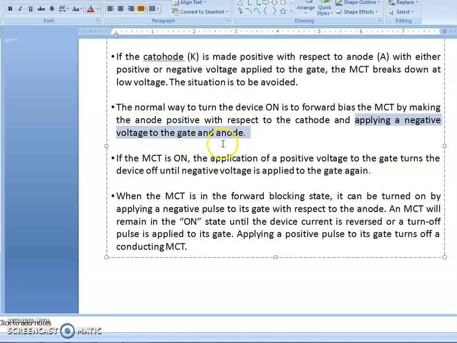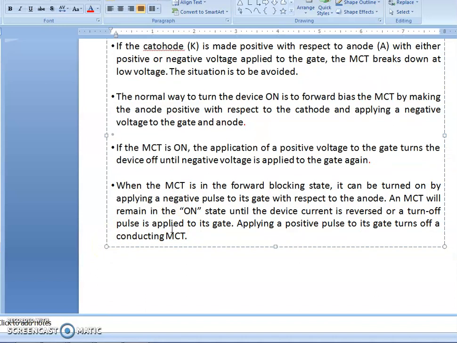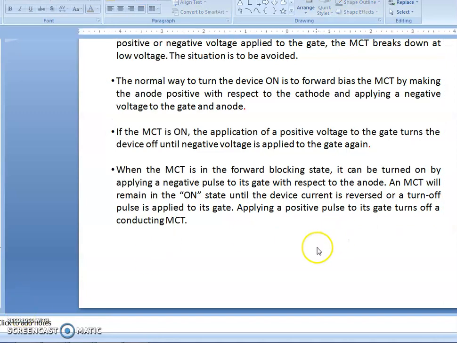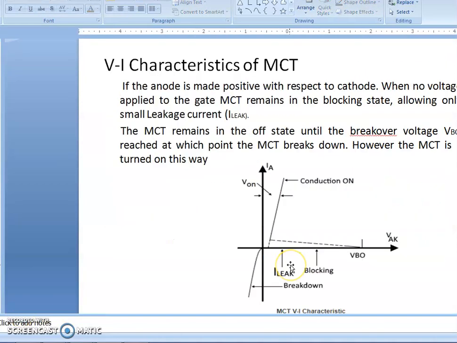If the MCT is on, the application of a positive voltage to the gate turns off the device. So, when the MCT is in a forward blocking state, it can be turned on by applying a negative pulse to its gate with respect to the anode. The MCT will remain in the on state until the device current is reversed or a turn off pulse is applied to the gate. Applying a positive pulse means it gets turned off. This is the working principle of the MCT. Thank you all.